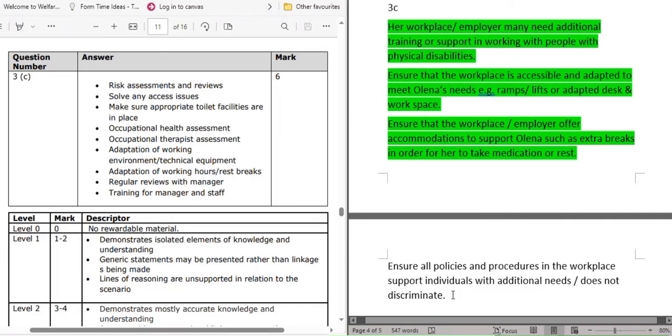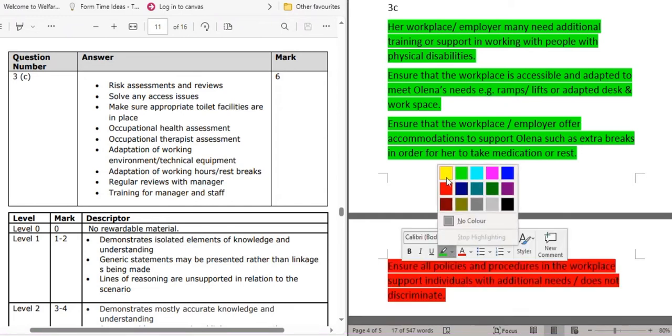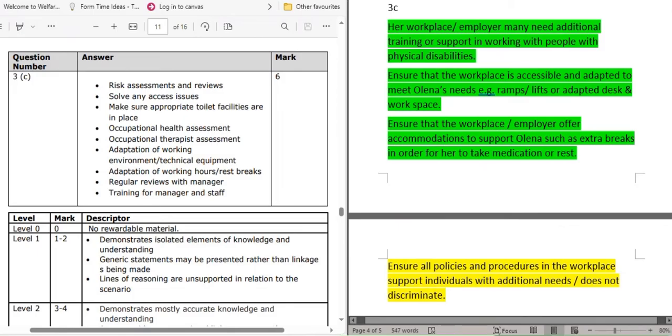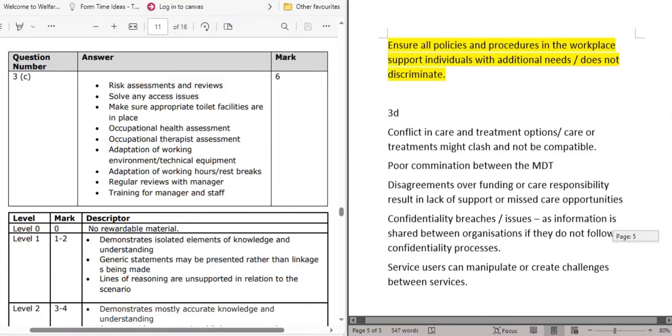And ensure policies and procedures support people and do not discriminate. Have we got anything about policies and procedures on that list? Solving issues, toileting, adaptation, reviews of demands. So there's nothing on policies and procedures, but it would be in the right line of ensuring the workplace is suitable. So I would probably give this a mark, but I'm going to put it as a yellow just because it's not on the list. But we have got 3 factors with some explanation, with connections to Alina in there. So we should be fine on that one.